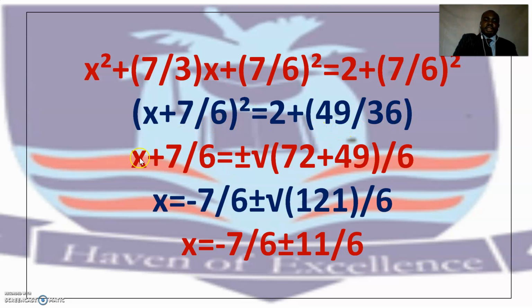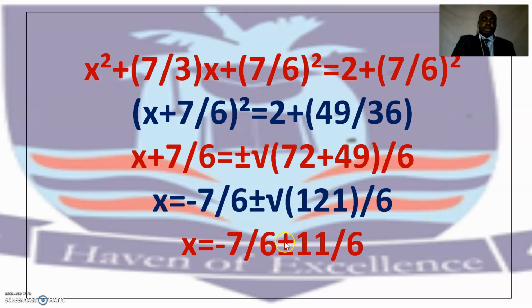Finding the square root of both sides, this just leaves us with x plus 7 over 6 equal to plus or minus the root of, of course, when adding 2 to this fraction, the 2 will be 72. That is 36 times 2, giving us 72 plus 49 all over 36. But the square root of 36 is 6. So this square root only applies to what is in this bracket. Now 72 plus 49 will give us 121. And the square root of 121 is 11. So here we have x equal to minus 7 over 6 plus or minus 11 over 6.